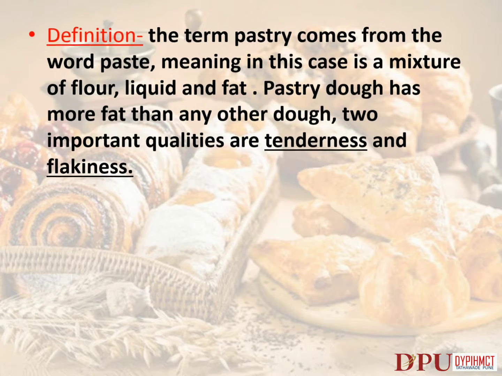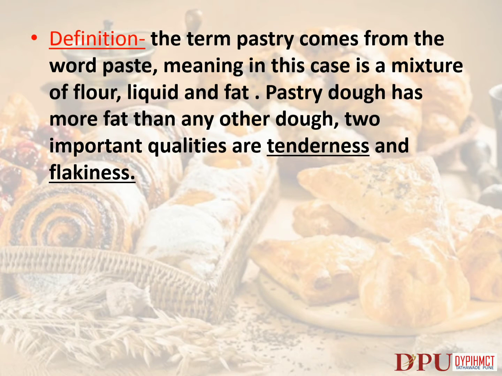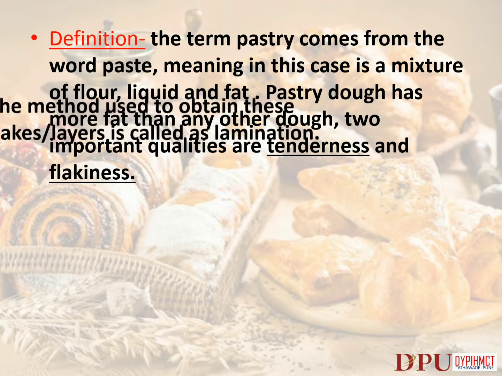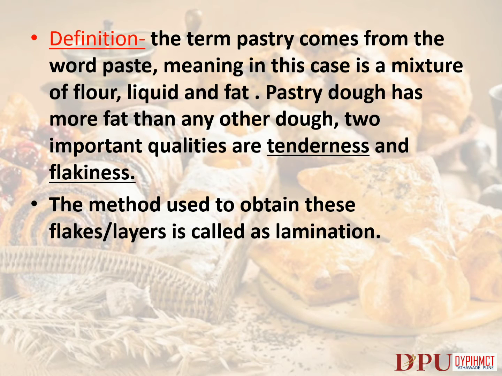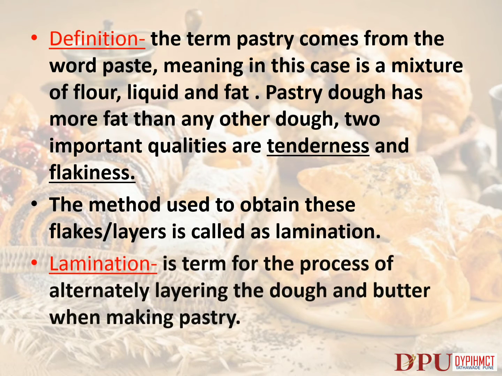Definition. The term pastry comes from the word paste, meaning in this case a mixture of flour, liquid and fat. Pastry dough has more fat than any other dough. Two important qualities are tenderness and flakiness. The method used to obtain these flakes, layers, is called lamination. Lamination is the term for the process of alternately layering the dough in butter when making pastry.